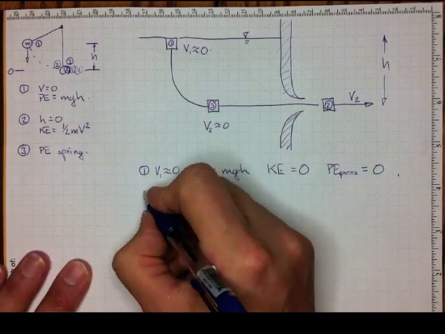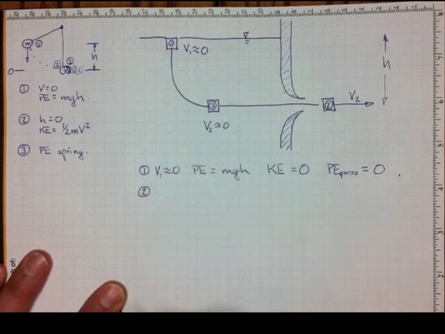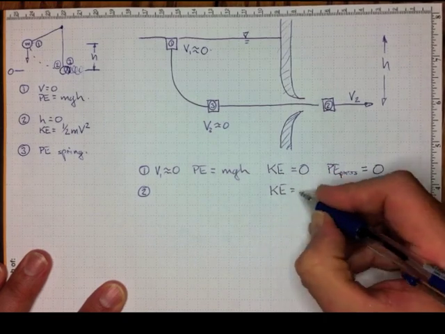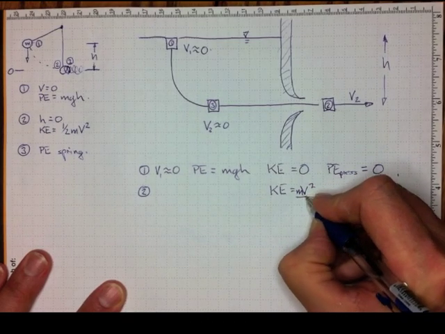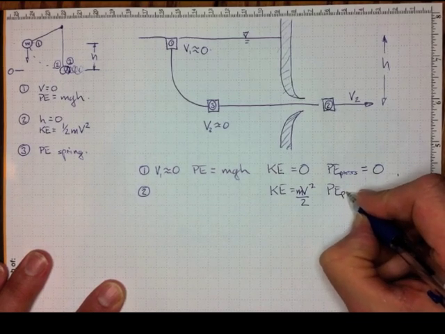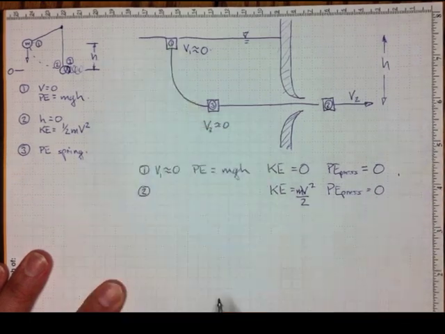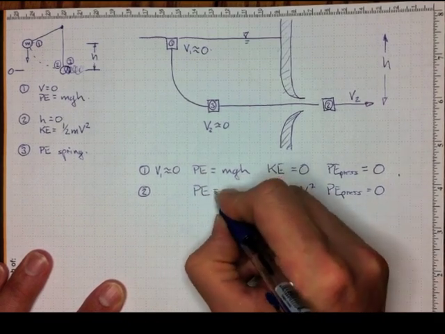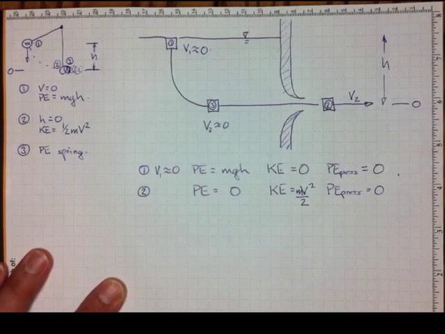At location 2, we have kinetic energy equal to mv squared over 2. Potential energy of pressure equal to 0, just like it was up at location 1. Potential energy of elevation equal to 0 because we're at the 0 height datum point here.